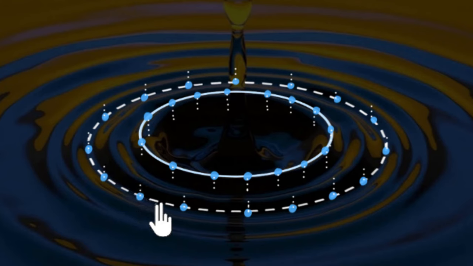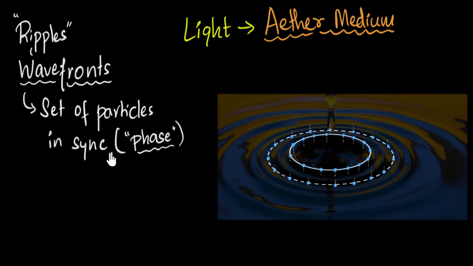The important thing to note is that all the particles on these circles are always vibrating in sync with each other. They're vibrating together, in phase with each other. Such a set of particles is what we call a wavefront. And the same would be true for our light as well.